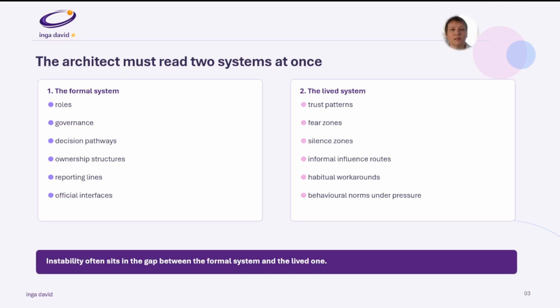The architect must read two systems at once. First, the formal system. Its roles, governance, decision pathways, ownership structures, reporting lines, official interfaces. And the second, the lived system. Trust patterns, fear zones, silence zones, informal influence routines, habitual workarounds, behavioral norms under pressure. Instability often sits in the gap between the formal system and the lived one.